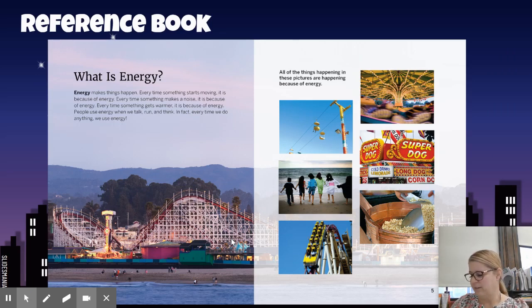So this is a page, if you follow along as I read it aloud, you might learn what energy is. What is energy? Energy makes things happen. Every time something starts moving, it is because of energy. Every time something makes a noise, it is because of energy. Every time something gets warmer, it is because of energy. People use energy when we talk, run, and think. In fact, every time we do anything, we use energy. All the things in these pictures are happening because of energy.